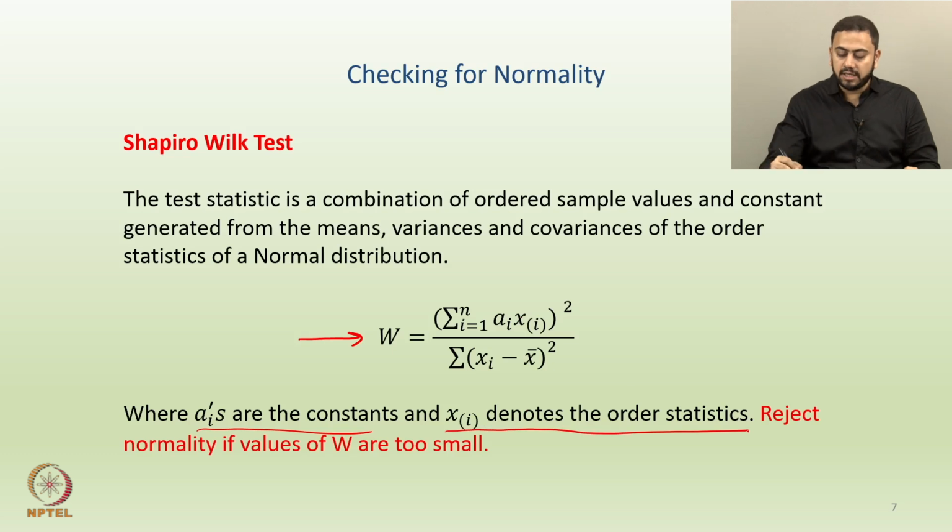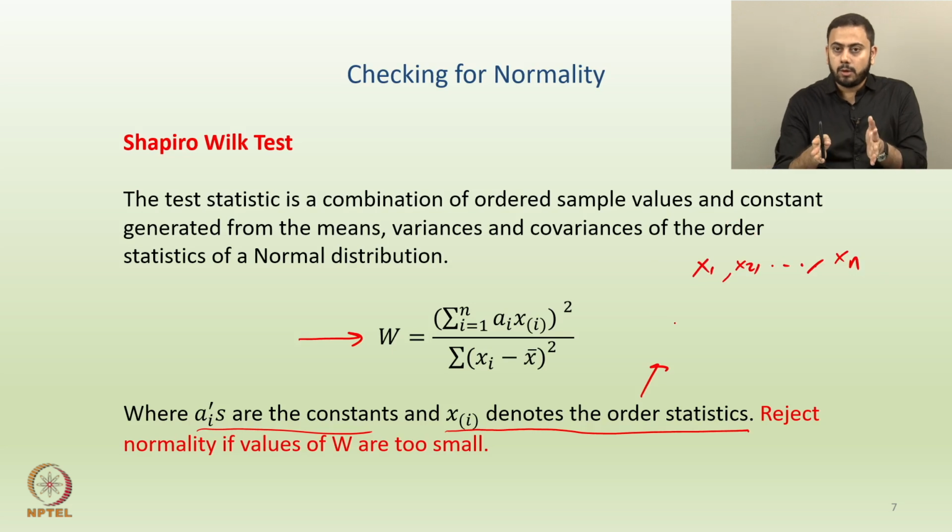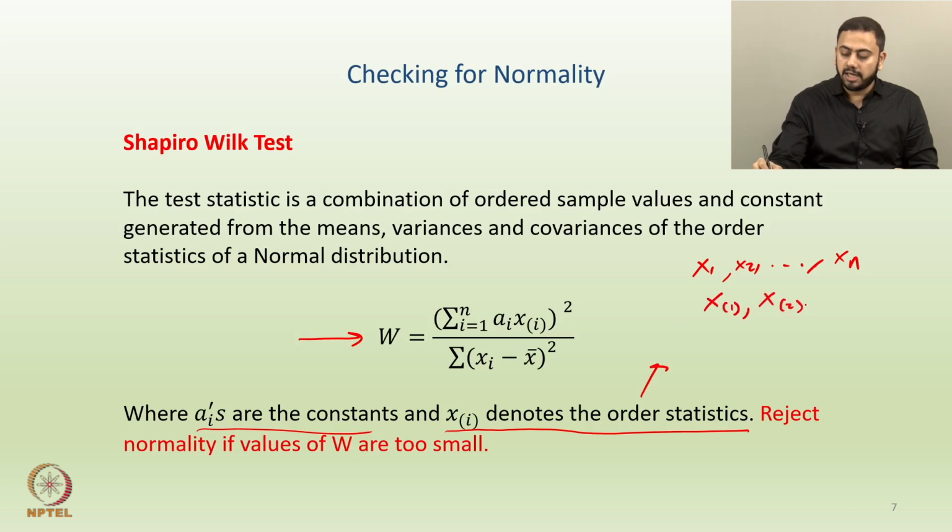Again, if somebody is not very familiar with order statistics, what do we mean by that? Let us say you have a sample x1, x2, up to xn. Now let us say you order this sample. Ordering means you keep all the observations in some order, let us say increasing or decreasing. And then you come up with this notation: x bracket 1, x bracket 2, and so on, up to x bracket n. This is my actual sample, and these are my order statistics for that sample.